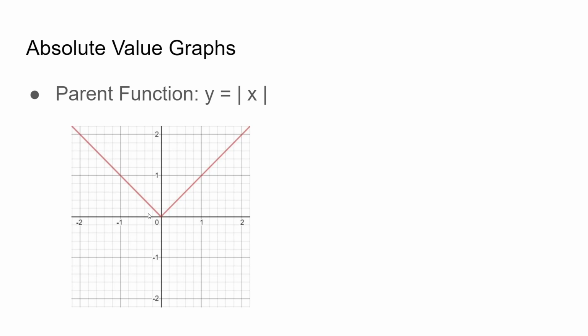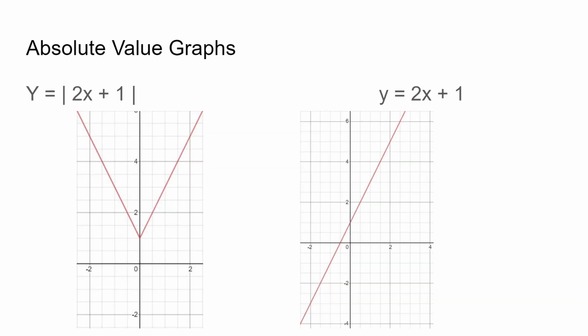The only way that an absolute value function goes under the x-axis into the negative area is if the graph is shifted downwards. For example, if the graph is translated downwards by an amount, then it can potentially go under. So here is another example.